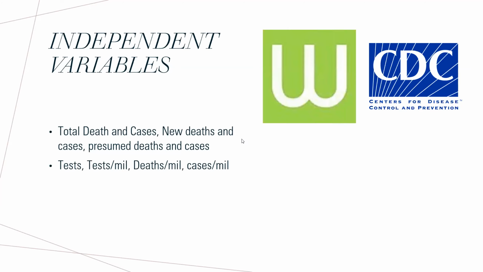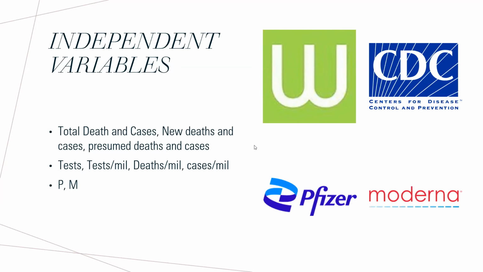The next one came from Worldometer. This was basically figuring out how many tests were done, the tests per million. So in 1 million people of that state, how many tests were done? Same thing with deaths and cases per million. This was done with the Wayback Machine, as Worldometer constantly updates their COVID data.